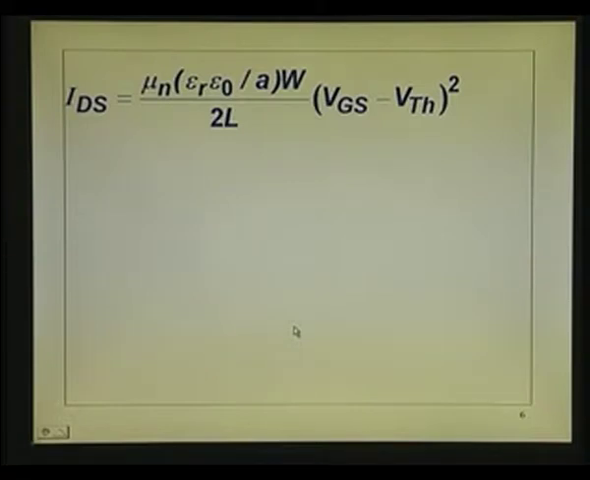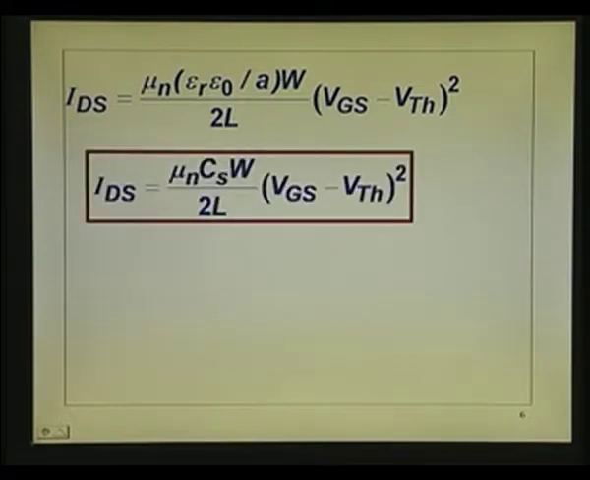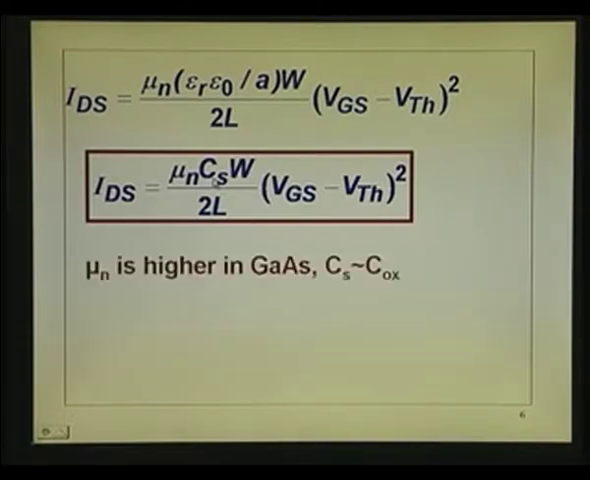So, you get this, and this is where we stopped last time: this is equal to mu n C S W by 2L times VGS minus the threshold voltage, squared. It is exactly the same as the MOSFET equation. All the difference is in the particular term, capacitance. These are all capacitance per unit area. And here, if you take a look at this, mu n, if I am talking of all silicon, mu n will be the same as that of silicon, but there will be one difference.